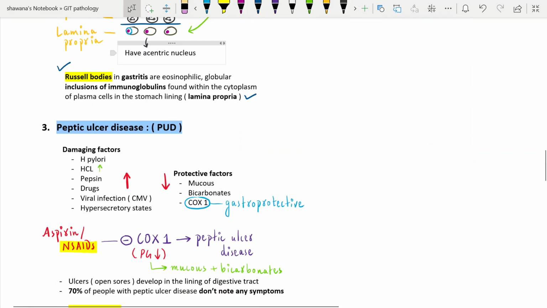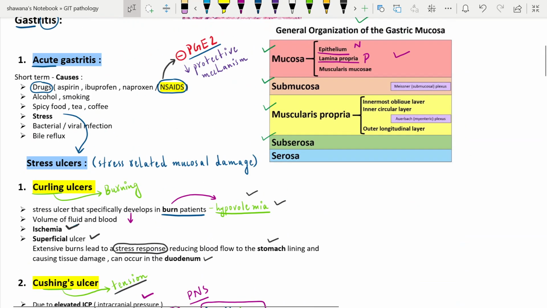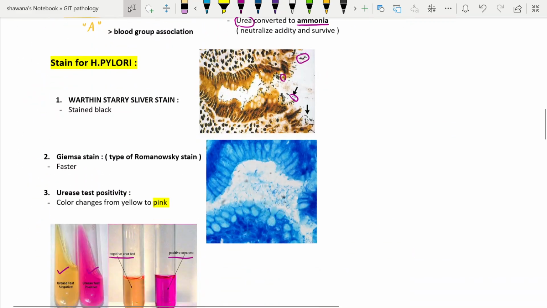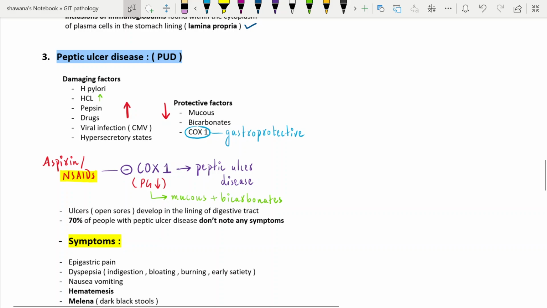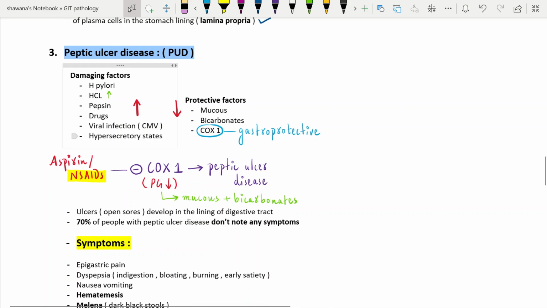The third disease: as far as we have discussed acute gastritis and chronic gastritis, now we are going to discuss peptic ulcer disease, which is PUD. Peptic ulcer disease is like open sores. These are sort of ulcers that develop in the lining of our digestive tract. 70% of the people don't notice any symptoms, but 30% can have some sort of symptoms.